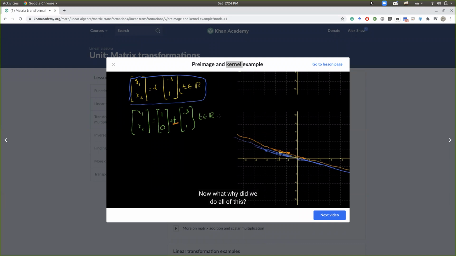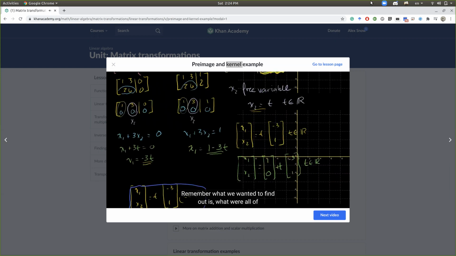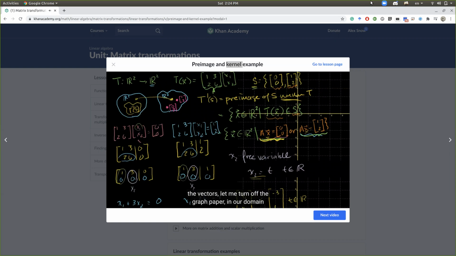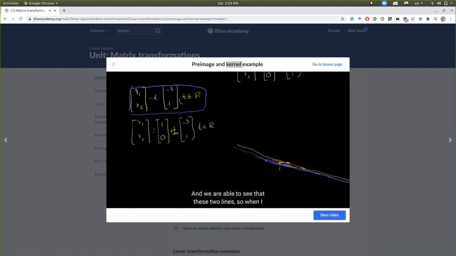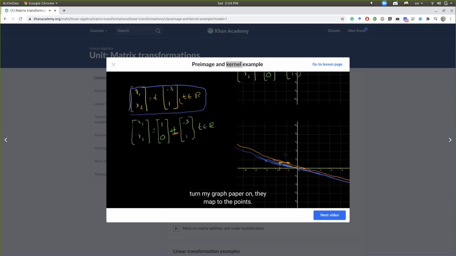Now, why did we do all of this? Remember, what we wanted to find out is what were all of the vectors in our domain that, when we apply the transformation map to vectors within our subset of our codomain, map to either 0, 0 or the vector 1, 2. And we figured all of those vectors out by solving these 2 equations. And we were able to see that these 2 lines, when you apply the transformation, map to the points 0, 0, and to the point 1, 2, which was right here. So all of these points, when you apply the transformation, and actually all of the ones in the blue, map to 0, 0, because they solved this top equation.